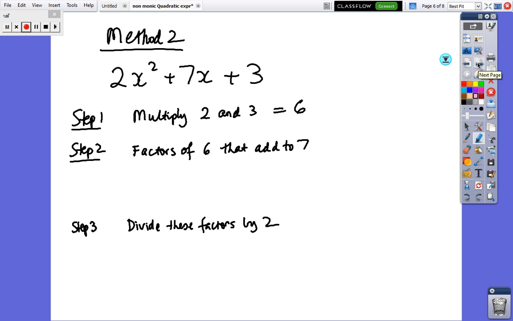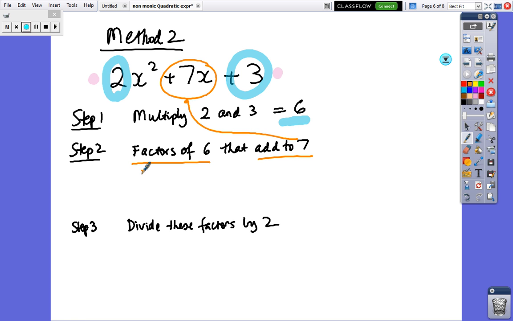Okay, so method 2 is similar to what you did when you just had 1x squareds in the question. So the method I've got, it's a little complicated, but just try to follow it. So you look at the numbers there, and you multiply to get an answer. So 2 times 3 is 6. Right, so you take the first number and the last number, and you multiply. And then you look at numbers that multiply to give 6, that add to give 7, because that's the middle.